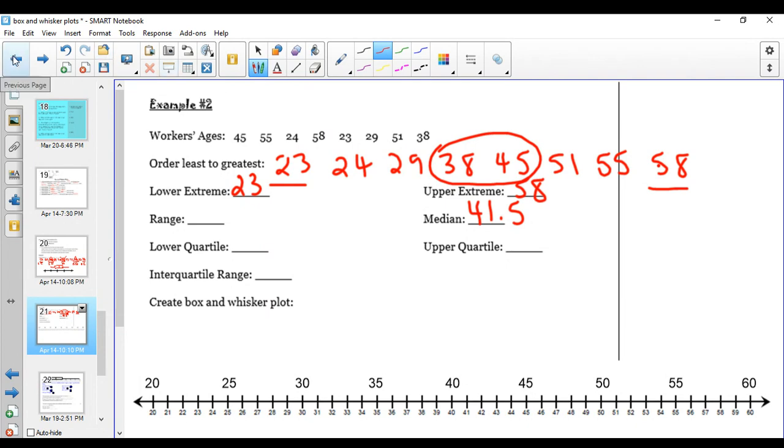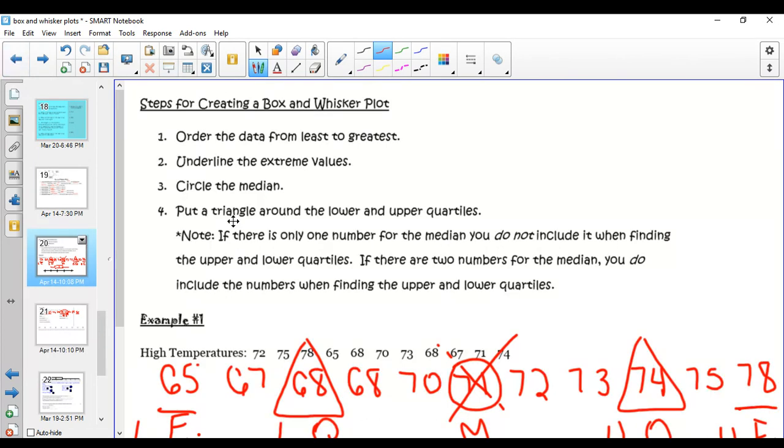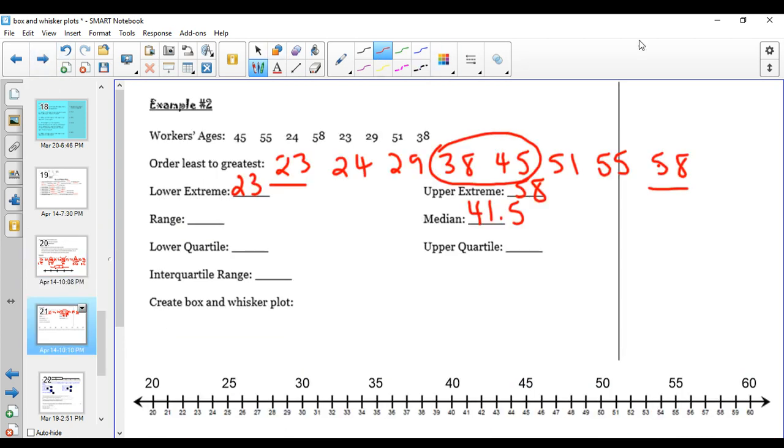Okay, now let's go to step 4. It says put a triangle around the lower and upper quartiles. Well, this is the other situation. So let's read what it says to do there. If there are 2 numbers for the median, you do include the numbers when finding the upper and lower quartiles. So what that means is I do want to include this 38 in the lower half when I'm finding the median of the lower half. And I will include this 45 when I'm finding the median of the upper half.